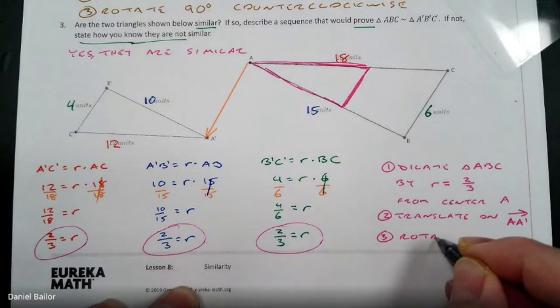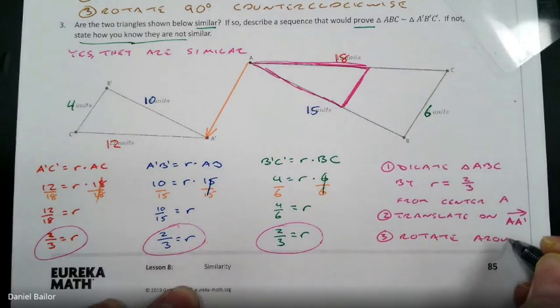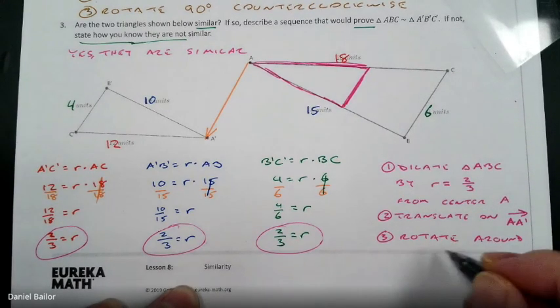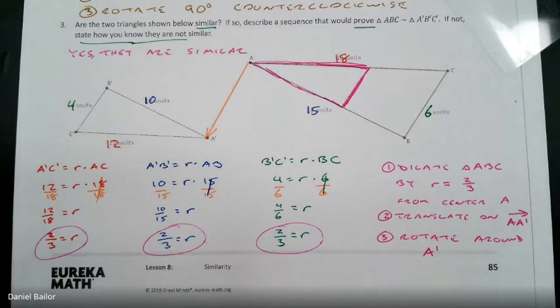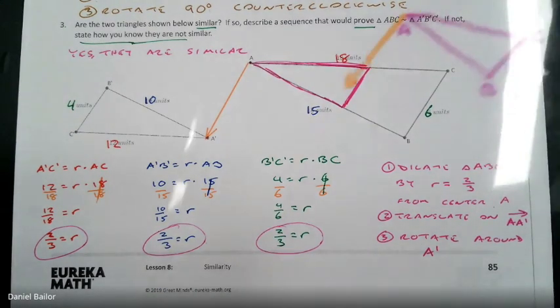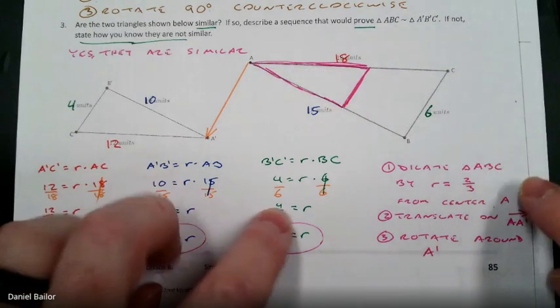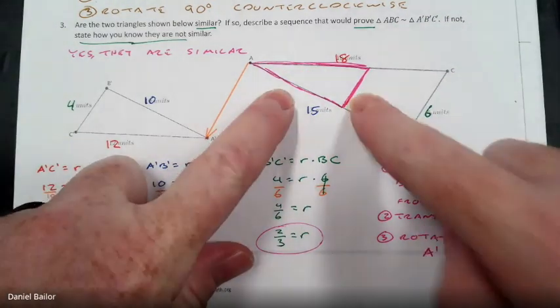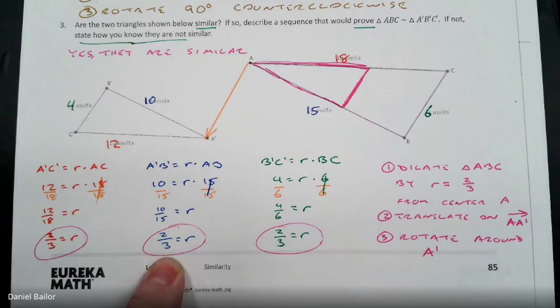Rotate around A prime. Don't worry about how many degrees to rotate for this. Just knowing that you rotate is good. So first, we dilate by 2/3 to shrink it, and we know it's 2/3 because we tested it.